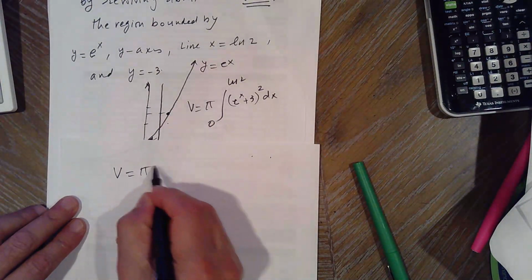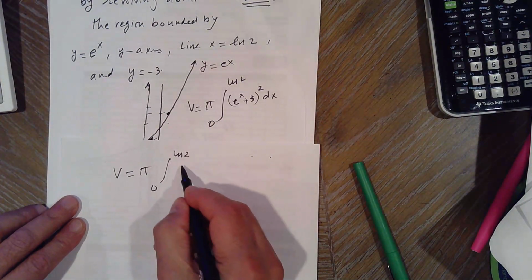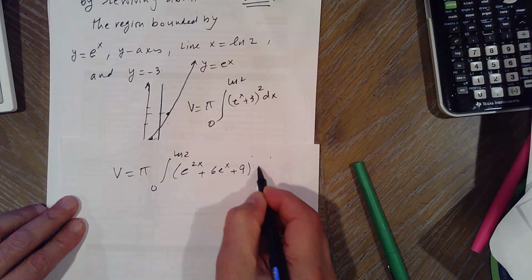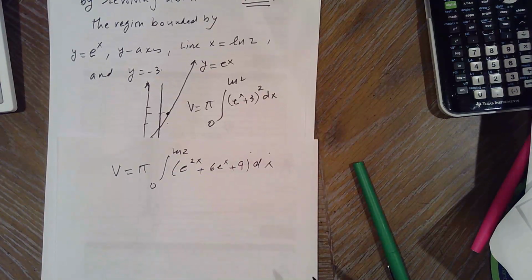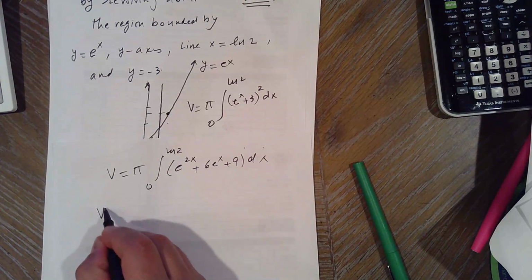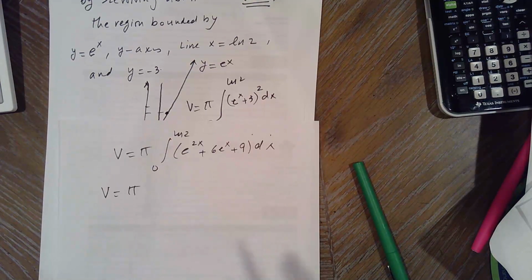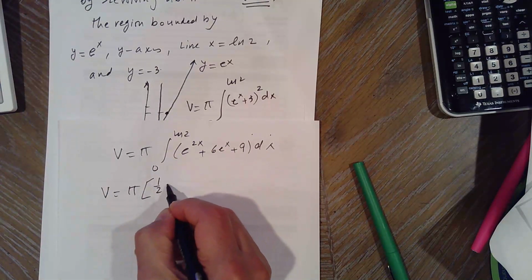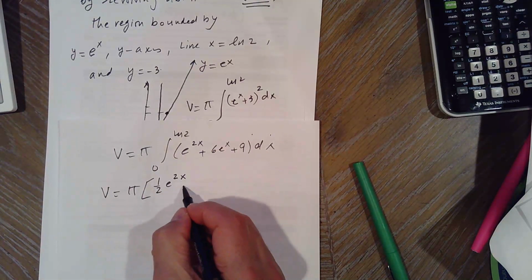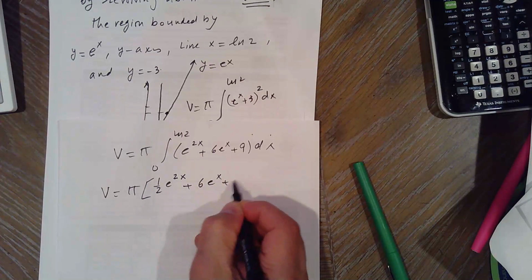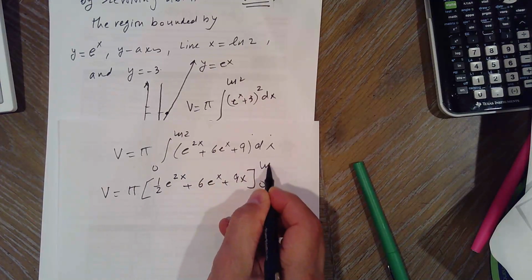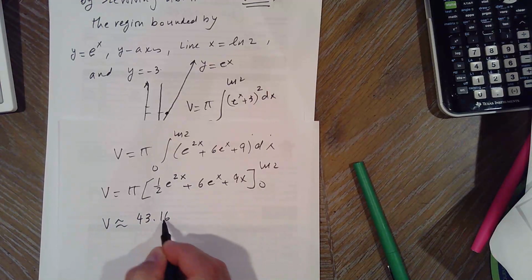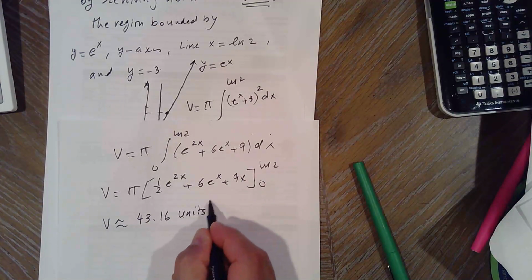So V is pi integral from 0 to ln of 2 of e to the 2x plus 6 e to the x plus 9 dx, which would be pi times the integral of e to the 2x. If you do substitution, it would be 1/2 e to the 2x. This is 6 e to the x, and that's 9x, from 0 to ln of 2. If you put it in your calculator, it's roughly 43.16 units cubed.